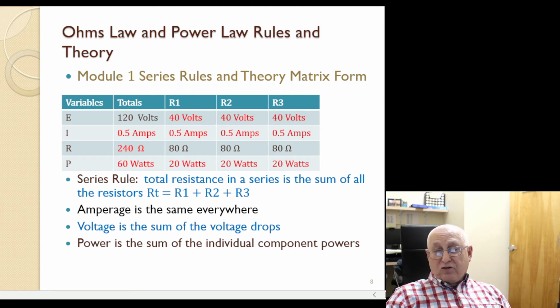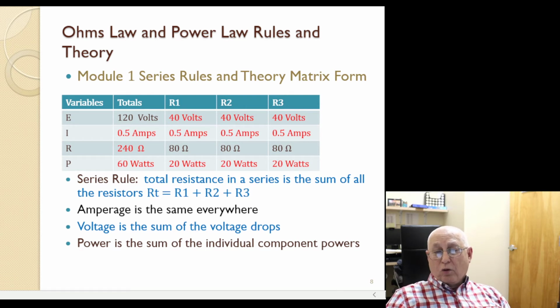Now I can find my voltage drops. I times R gives me my voltage. 0.5 times 80 is 40 volts, for each of the three resistors. If you remember, voltage is the sum of all the voltage drops: 40 plus 40 plus 40 equals 120. So I have all these values. I only have one more to find. 0.5 times 120 is 60 watts. 0.5 times 40 is 20 watts, likewise 20, and 20. 20 plus 20 plus 20 equals 60.